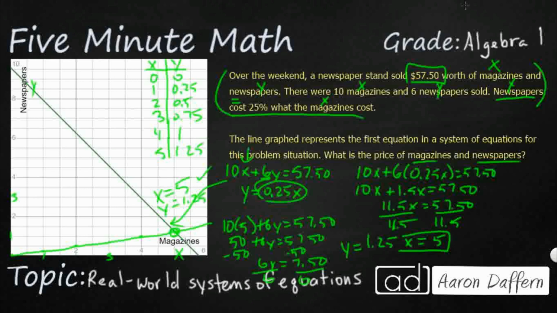1.25. Probably a simpler way would actually be to just plug that x into that second equation, right? So y equals 0.25 times 5. Yeah, and that's just going to go straight into your y equals 1.25. Either way, the newspapers cost $1.25, and the magazines cost $5.